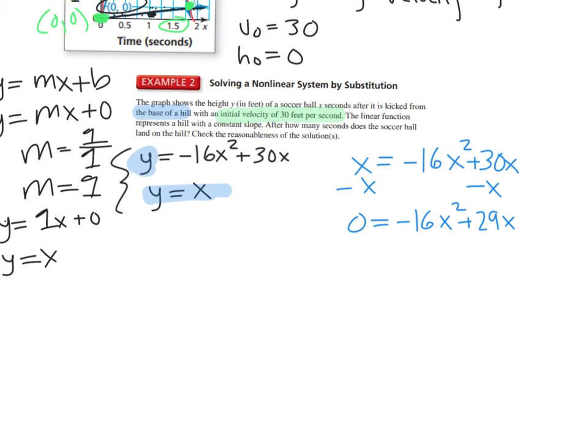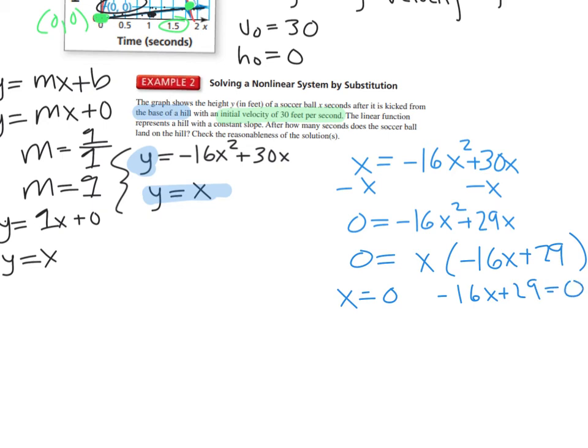Now, at this point in time, you have the ability to solve utilizing that special case within the AC method. You'll notice your C value is non-existent. So you could factor out an x. You could factor out an x, and it would look like this. You would have x and then negative 16x plus 29. Now, 16 and 29, I don't believe they have anything in common, so we'll leave them alone. But we could start solving for the values of where x is going to be at the intersection. So for the first one, we're at x is equal to 0. And then we're also at negative 16x plus 29 is equal to 0.